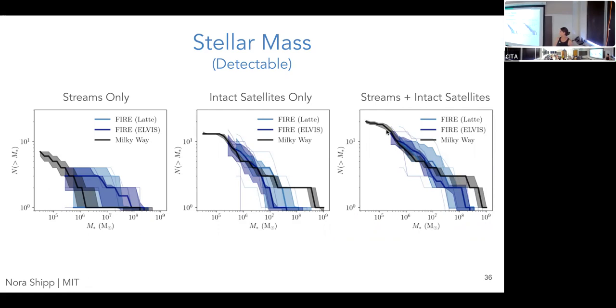And then the combined distribution of streams of intact satellites is much more consistent. I do want to point out that for this panel, I don't only remove intact satellites that aren't detectable, but I also include streams that would be mistaken as intact satellites. So the systems in those middle bars in the previous figure, where they have tidal tails that are undetectable but they have a detectable progenitor, would be mistaken as intact satellites.